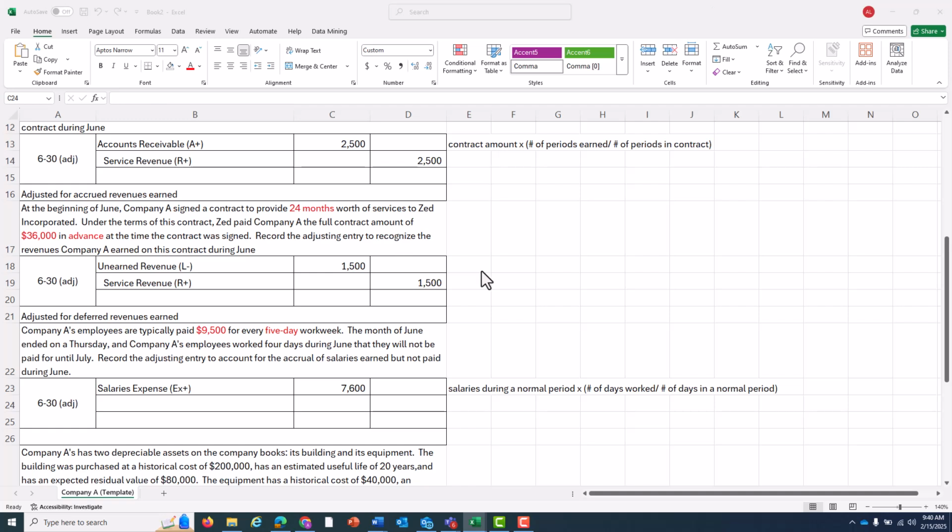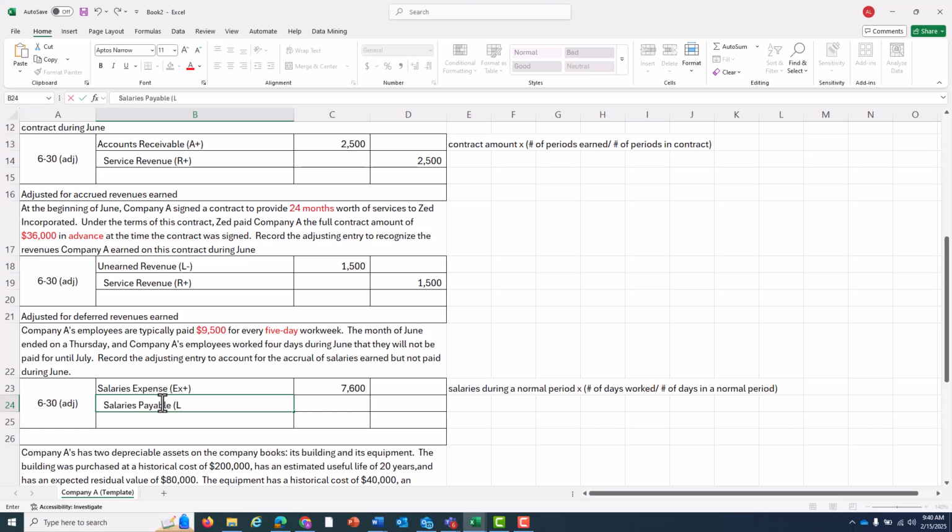But we need to have that expense on the books in the period that matches when it was actually incurred. But we're not paying these salaries. They're owed to our employees, which means since we owe something, we need a liability. What do we owe? We owe salaries. So my credit is going to be to salaries payable for that same $7,600. And here we adjusted for accrued salaries owed.